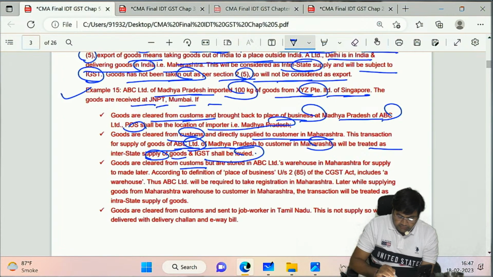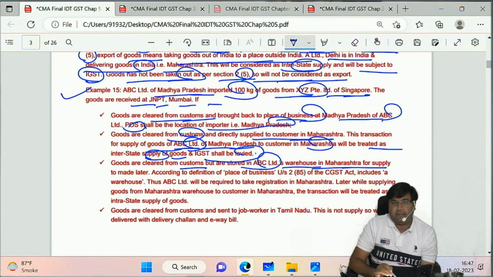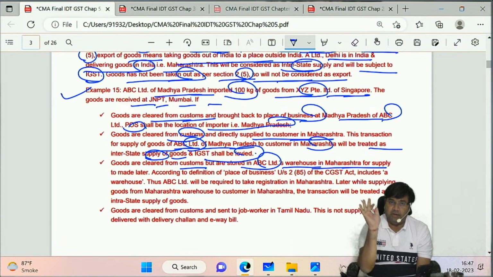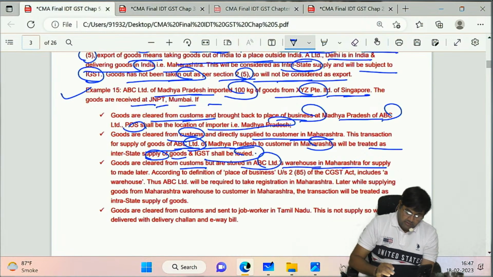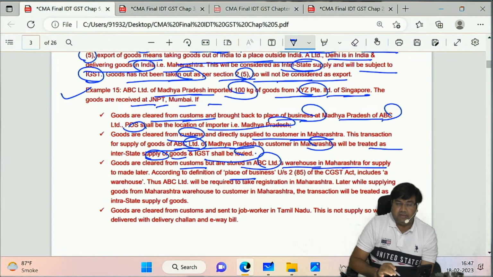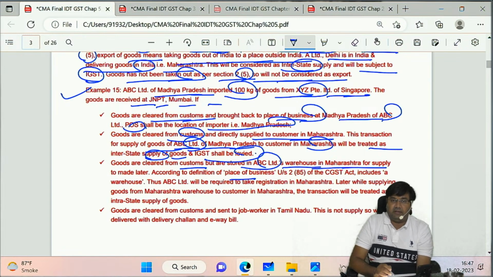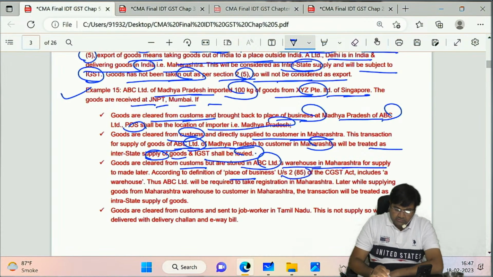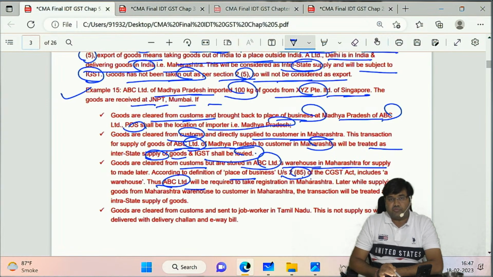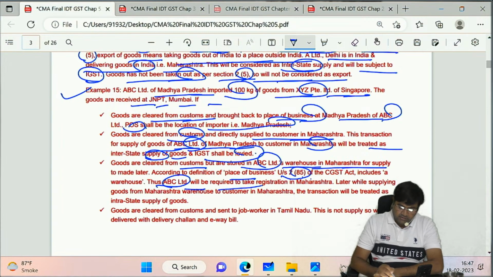Goods are cleared from customs but are stored in ABC Limited's warehouse in Maharashtra. So ABC Limited has a warehouse in Maharashtra. Okay, and afterward, remember the place of business definition. Warehouse, shop, everything is part of the place of business definition, Section 2 clause 85, wherever the goods are maintained. So basically, ABC Limited has to take registration because they have a place of business in the Maharashtra warehouse. Okay, and they are storing taxable goods there, so they have to take registration. And later, when they supply from Maharashtra to a customer in Maharashtra, it is going to be intra-state supply.